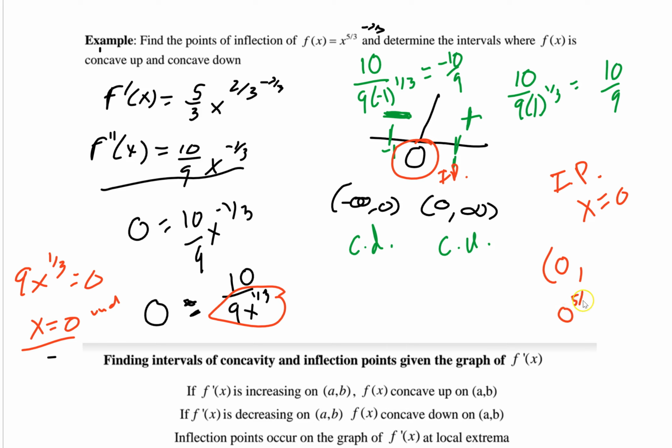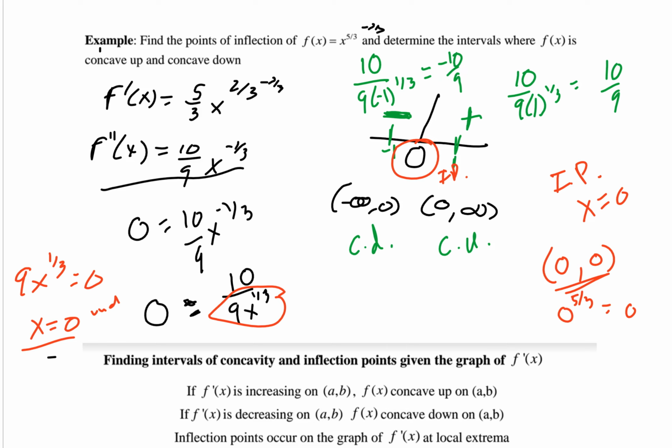Plug it in. Well, 0 to the 5/3 is 0. So it actually works, right? There's no problem with 0. So I do have an inflection point. It's at 0, 0. So even though that was an undefined value, it didn't matter. It's still an inflection point, because on the original graph, it won't be undefined.